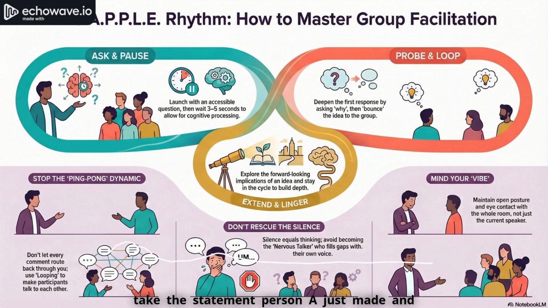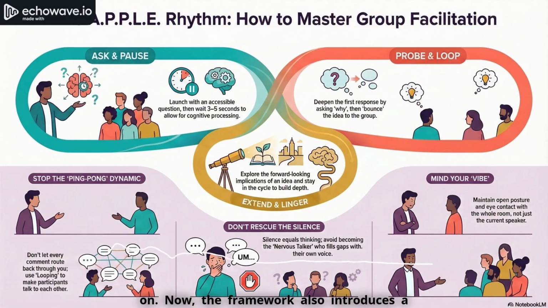You take the statement person A just made, and you bounce it over to person B, C, and D to react to. And this directly cures the ping-pong leader archetype, right? Yes, it does. Because that's the facilitator who acts like the hub of a wheel. The conversation always has to route back through them. Like, leader talks to person A talks to leader talks to person B talks to leader. It is exhausting for the facilitator. It really is. Looping cuts the leader out of the middle and encourages person A and person B to start talking directly to each other. You're weaving a web of interaction instead of maintaining a wheel.